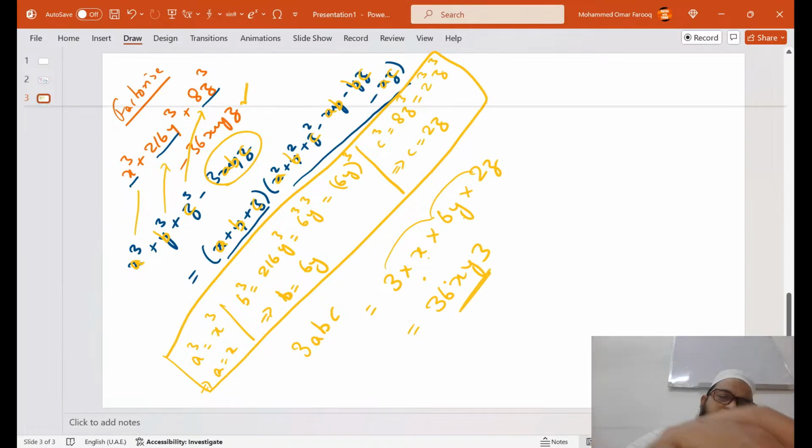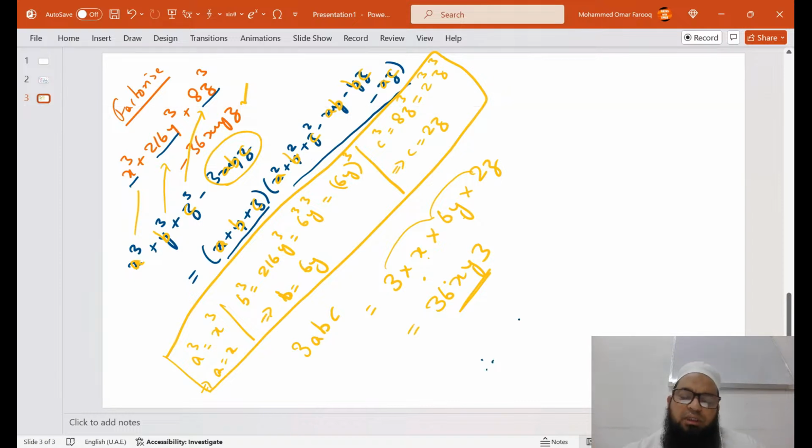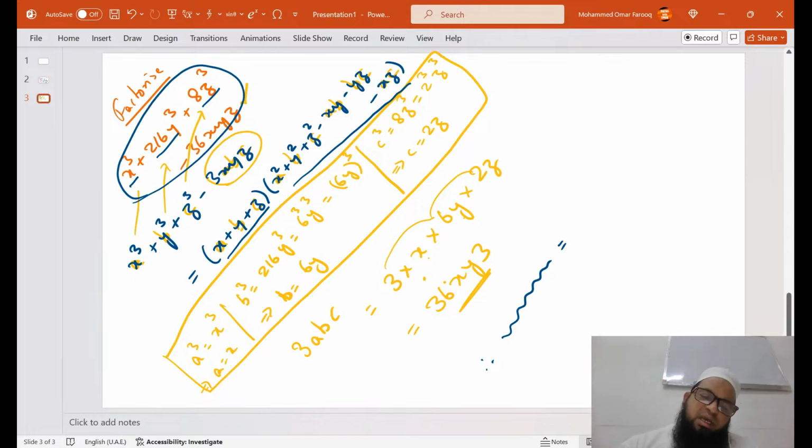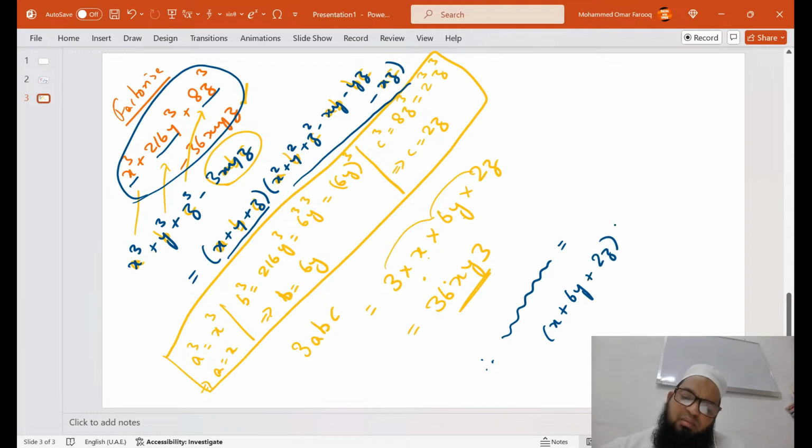Therefore the given expression, what is that given expression? This is our given expression, can be written as x plus a plus b plus c. A plus b plus c means x plus 6y plus 2z, multiplied by a square. A square means x square plus b square. What is b square? 6y whole square, 36y square, plus z square. What is z? 2z. That means 4z square, minus ab.